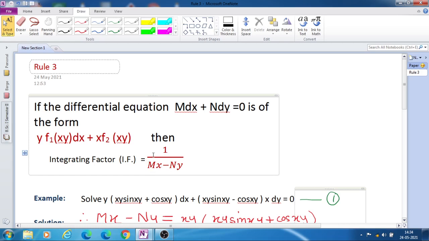So here, if the given differential equation, which is in the form M dx plus N dy is equal to 0, is of the form y into f1 of xy, meaning a function of xy, into dx plus x into f2 of xy, that is another function of xy, then the integrating factor is 1 upon Mx minus Ny. So we see here one example.